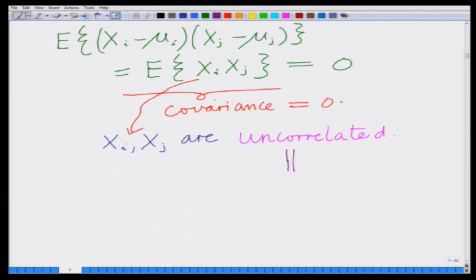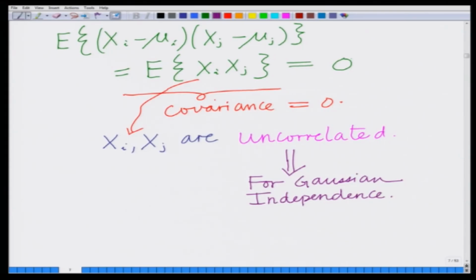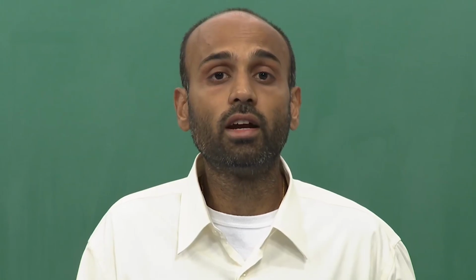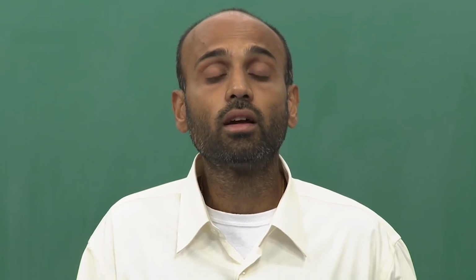This implies independence for Gaussian, and only for Gaussian. That is, if two Gaussian random variables are uncorrelated, then they are also independent. Therefore, x1, x2, xl, remember we are saying they are identical because they have 0 mean, all of them have 0 mean. All of these Gaussian random variables have identical variance sigma square. Further, they are all uncorrelated.